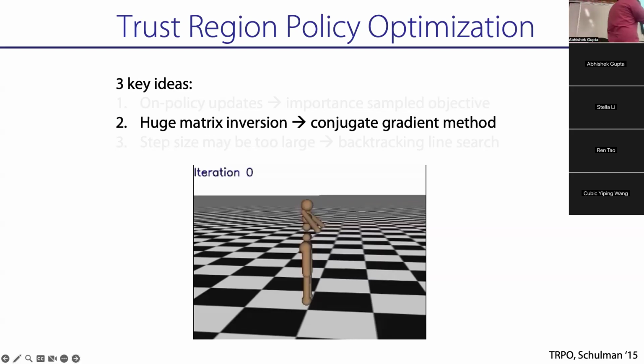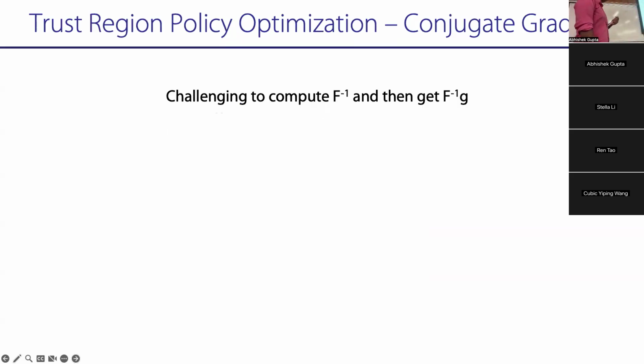Okay. So the next issue we have is this huge matrix inversion, right? So we have this F inverse. In natural policy gradient, if you remember, we did theta is equal to theta I plus alpha times F inverse times the gradient. Or I wrote that poorly, sorry. Theta I plus alpha F inverse G, right? So we had an objective like that.